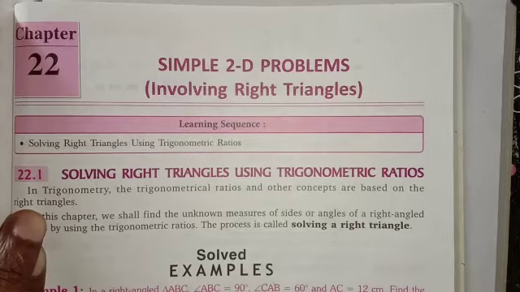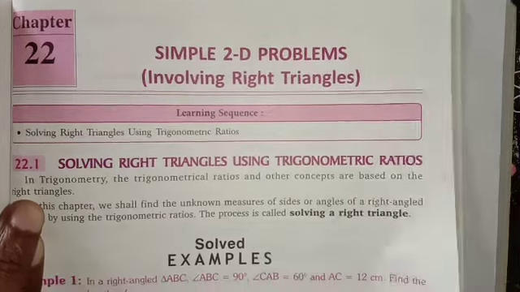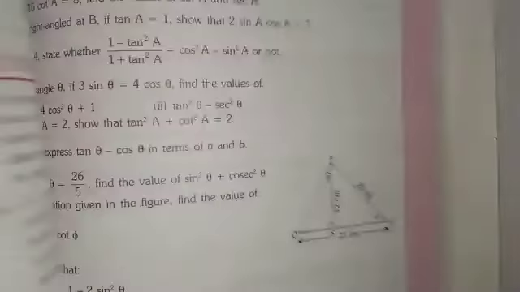Good morning to all. Let us complete chapter number 22, that is simple 2D problems involving right triangles. Already I have completed the exercise. Let me solve some short answer type questions from the last portion of the exercise, that is the chapter test. The chapter name is simple 2D, two-dimensional problems involving right triangles. Chapter 22 exercise is already completed. I am going to the unit test, the last portion of the exercise.